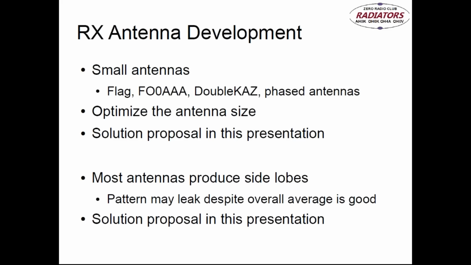Most antennas do have side lobes, and the pattern may leak despite the overall average being good. RDF and DMF calculate overall averages somehow, and when I was analyzing these antennas, I was getting inconclusive results. So I had to develop something new, and I'm going to present that as a proposal for everybody to use in this presentation.